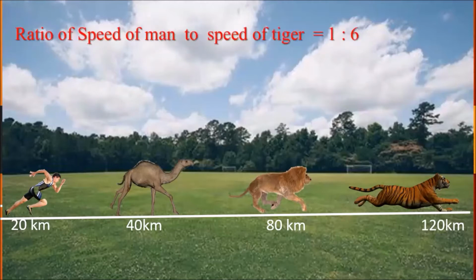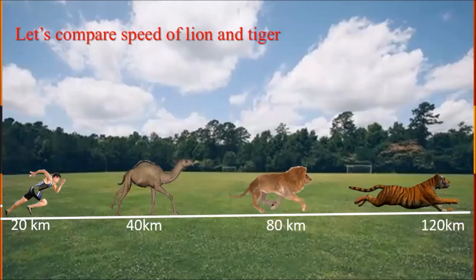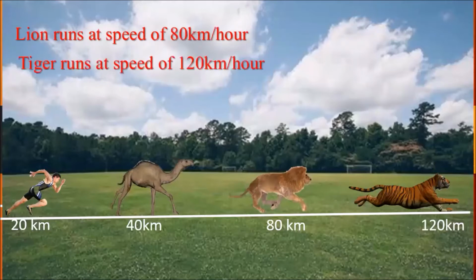So the ratio of speed of man to speed of tiger will be what? It will be 1:6. Speed of man will be written as 1 and speed of tiger is 6 times. So 1:6. Let us compare the speed of lion and tiger. How much has the lion covered? 80 km. How much has the tiger covered? 120 km. So lion runs at a speed of 80 km per hour.